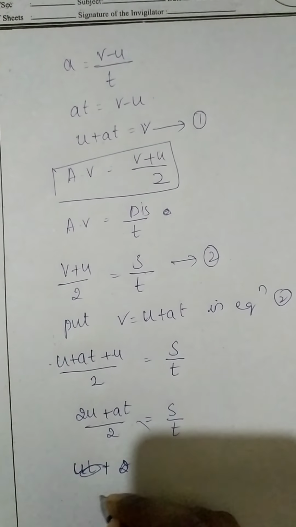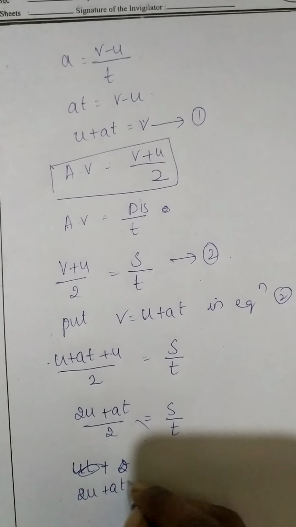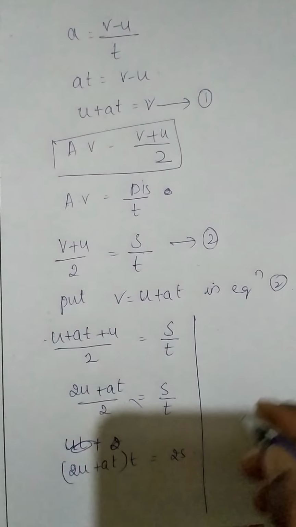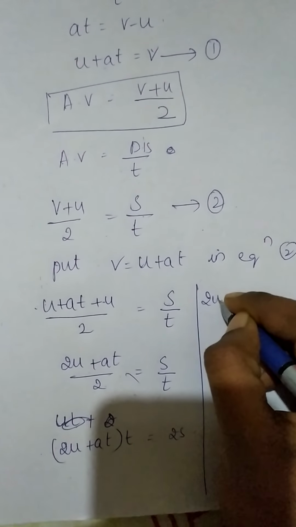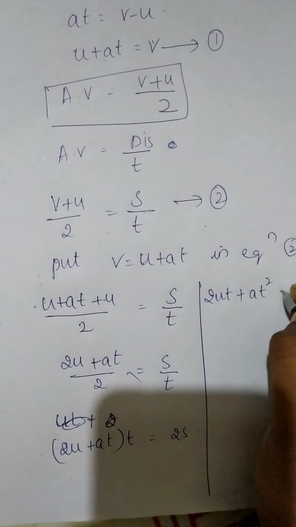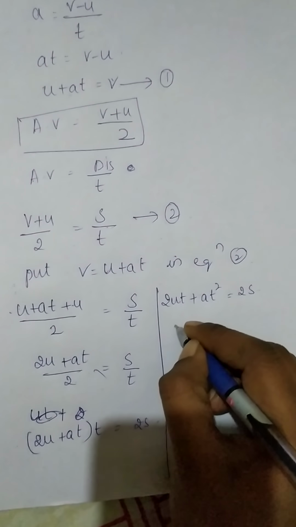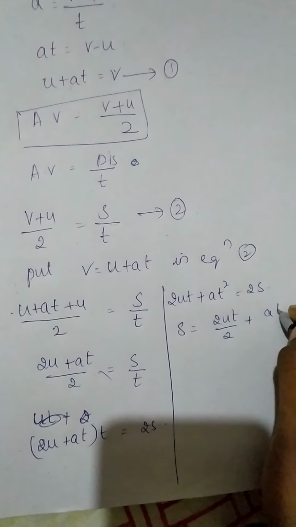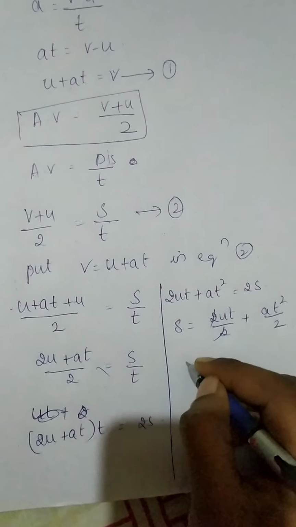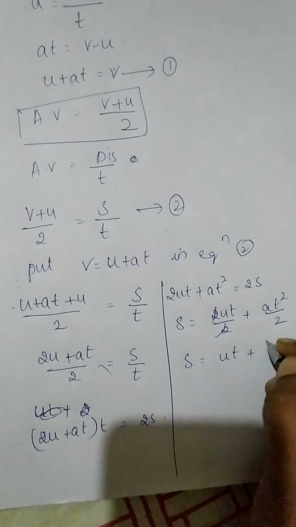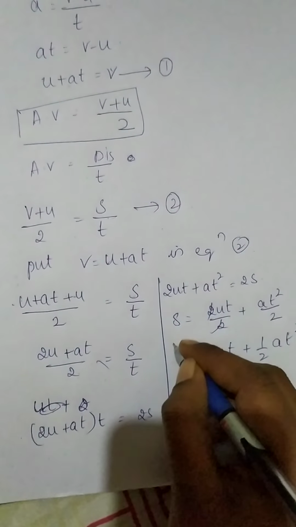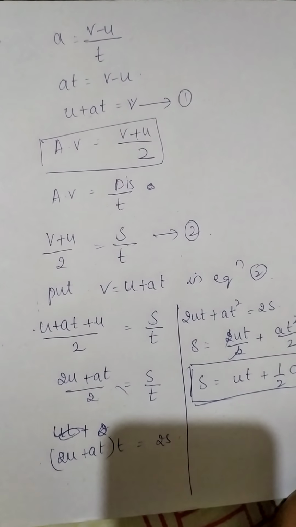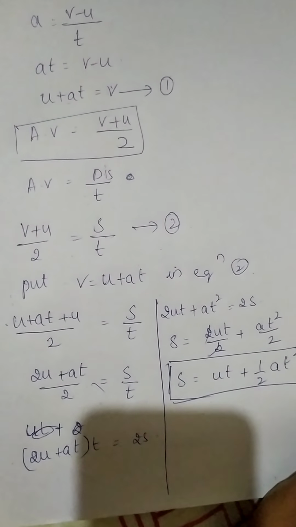Do cross multiplication here: (2u plus at) into t equal to 2s. From here what you will get: 2ut plus at square equal to 2s. From here s equal to 2ut by 2 plus at square by 2. This 2 will get cancelled, s equal to ut plus half at square. This is nothing but a displacement formula for a given motion of a body.